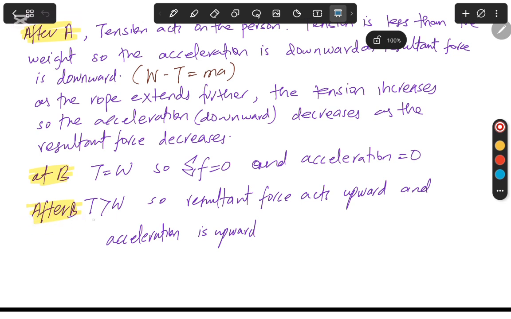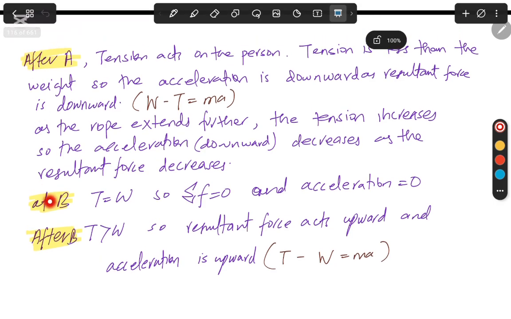Then after B, your tension will be greater than the weight, so the resultant force will be upwards and acceleration is also going to be upwards. So it's going to be now tension minus weight is equal to ma. That's going to be the equation now. So the acceleration will be upwards now, whereas before it was downwards. Alright, so that's going to be your 6-mark answer.